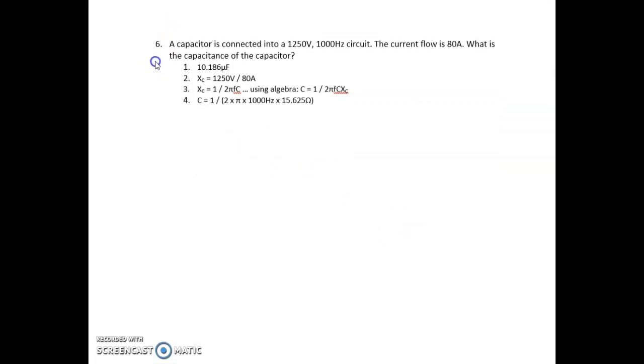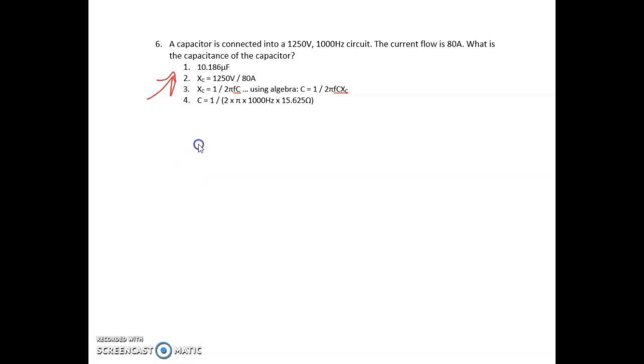Number 6, a capacitor is connected into a 1250 volt 1000 Hertz circuit. The current flow is 80 amps. What is the capacitance of the capacitor? So we can calculate the capacitive reactance using Ohm's law here. That's step number 2.